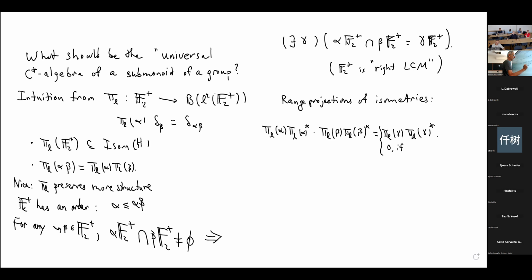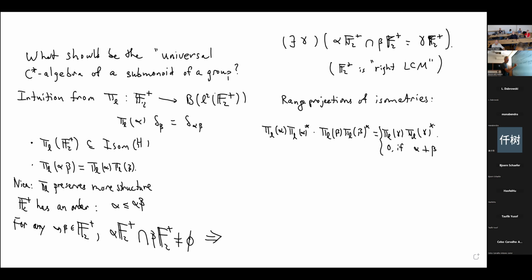I don't want to write the whole thing all over again. Let's just say if alpha is going from, and just interpret this perpendicular sign as meaning that the intersection is empty, no common extension.